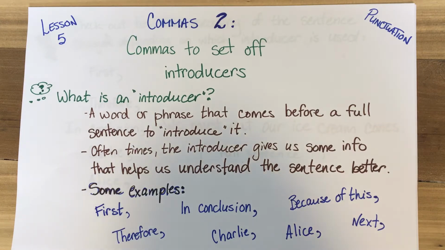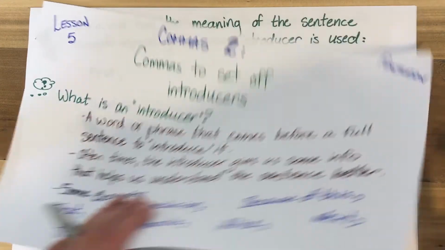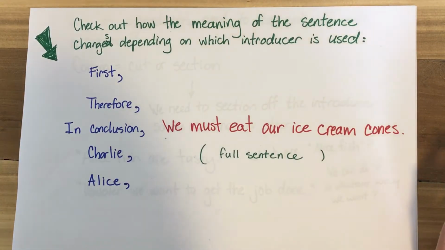The words like first, therefore, in conclusion, Charlie, Alice, or any name, next, because of this. Okay, these are all words or phrases that are examples of ways to use introducers. Okay, I'm going to change the page. So again, go ahead and pause the video, and when you're ready, come back on in.